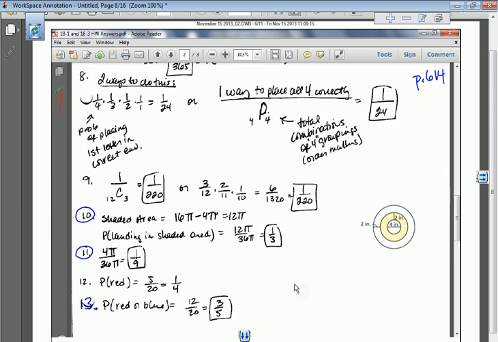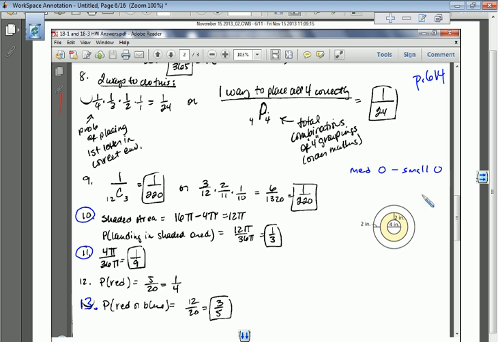So, in number 10, it says, we're supposed to find the probability that a point chosen at random is in the shaded region. So what we had to do was find the area of the shaded region over the area of the entire target. So to get just the shaded region, do you see you need to do the medium circle minus the small circle?